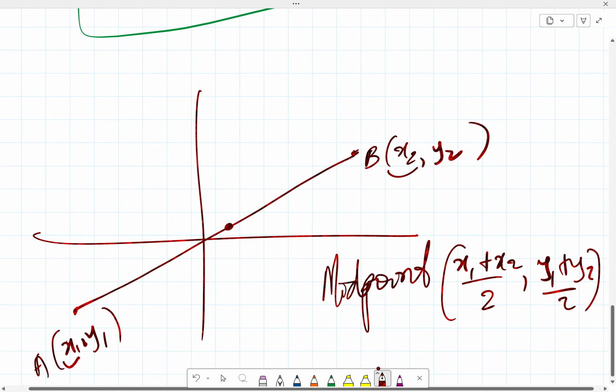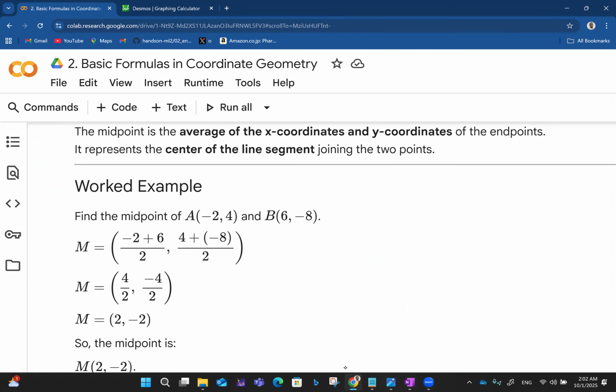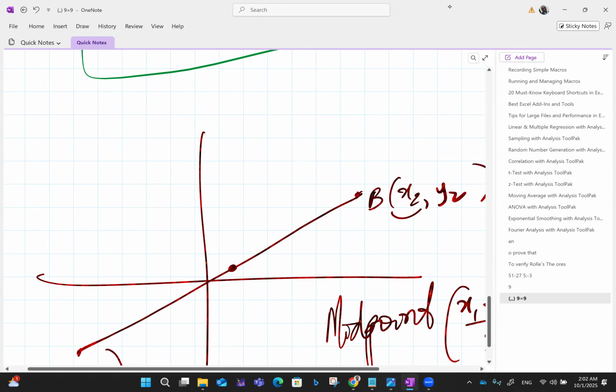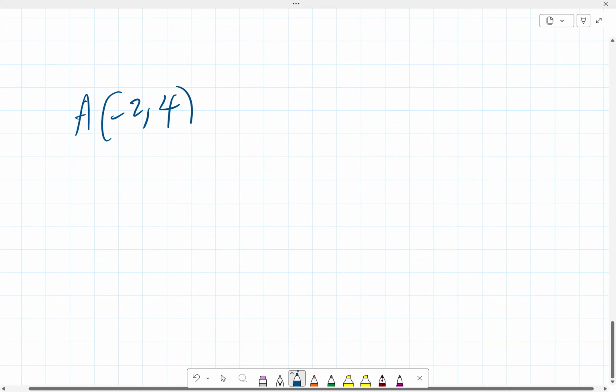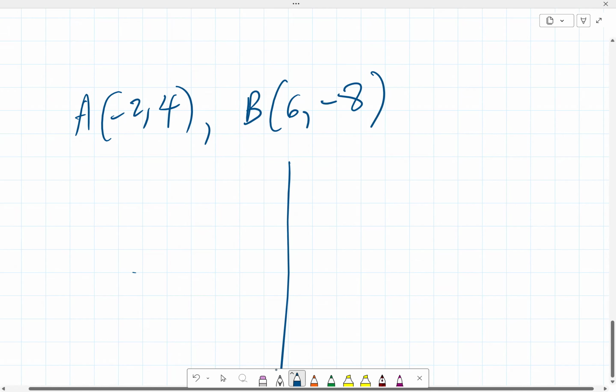So I think we'll have a practical example to work with. Imagine that you want to find the midpoint of (minus 2, 4) and (6, minus 8). So A is (minus 2, 4) and B is (6, minus 8). So we can do the plotting.